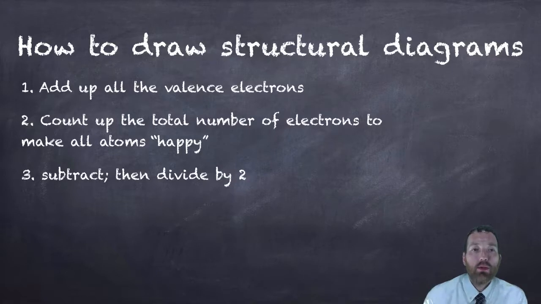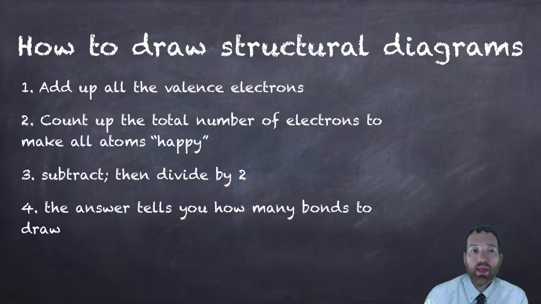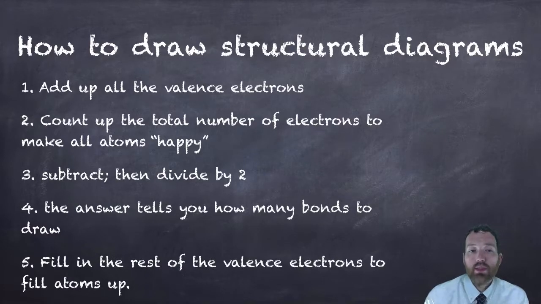Then we're going to subtract those numbers, the number that it wants minus the number that it has. And then we're going to divide that by 2. And that answer is going to tell you how many bonds to draw. And then the last step is to always fill in the rest of the valence electrons to fill all the atoms up and make their octets full.